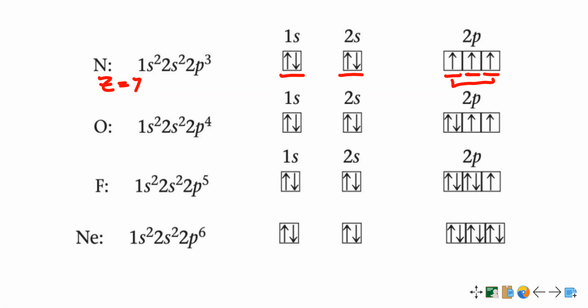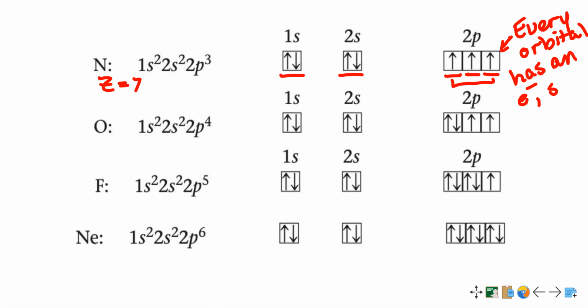But now, every orbital has an electron. So the next one will pair up. And I know it should say pairs up, but I ran out of room, so bear with me. Okay, which makes sense. When we have oxygen, it has an atomic number of 8.